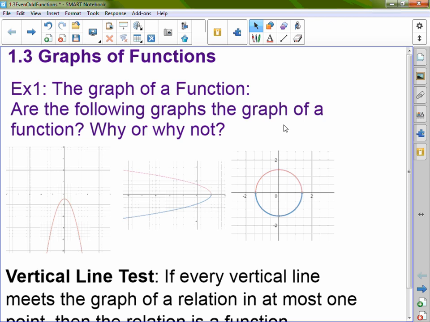So today we're going to be covering the 1.3 section of our textbook, Graphs of Functions. And this video is primarily so that you can learn the different concepts that are presented in this chapter and then go and attempt the practice exercises.